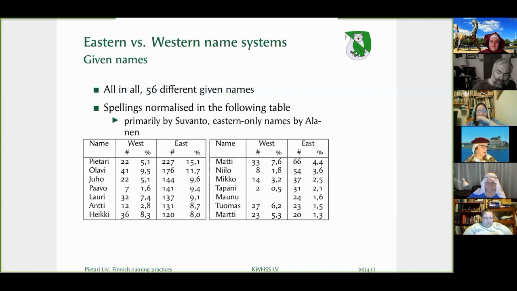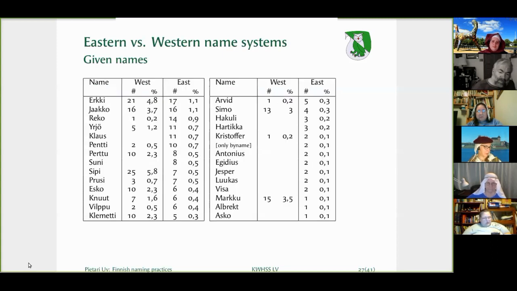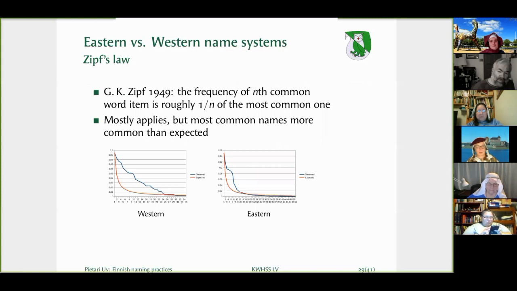In the Eastern set, the most common name, Peter, has about 15% of the people covered already, and in the Western set, Olaf has almost 10%, and then it goes down from there. And there are also two cases in the Eastern set that have only a by name. The names seem to follow the so-called Zipf's law reasonably closely.